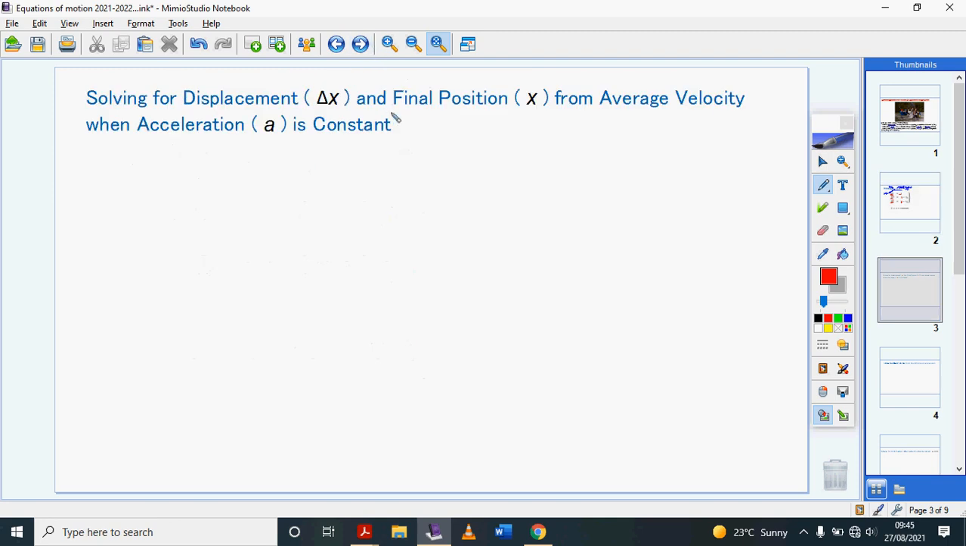So let's start with displacement. Solving for displacement and final position if we know the average velocity, and always remember the acceleration is constant. I'm going to take you back to the definition of velocity. Velocity is the rate of change of displacement. How fast an object changed its position is its velocity. Change in displacement is x1 minus x0, so velocity equals x1 minus x0 divided by t.